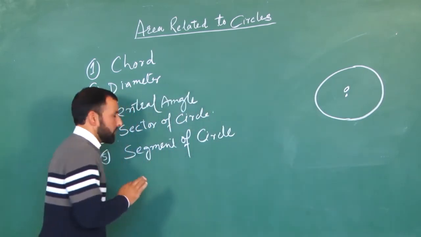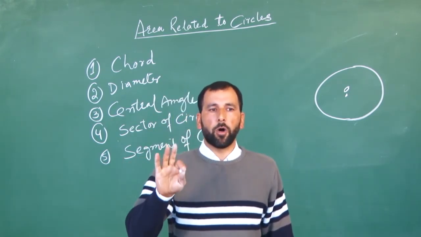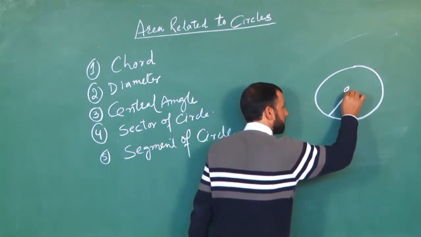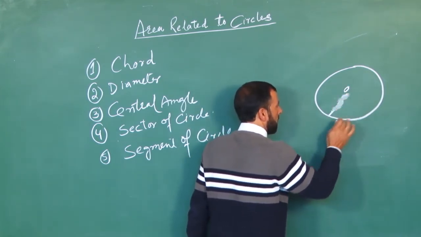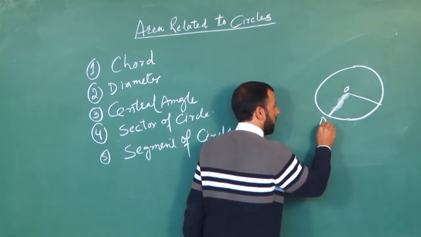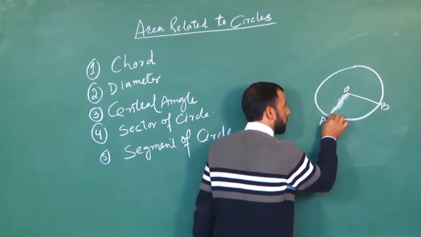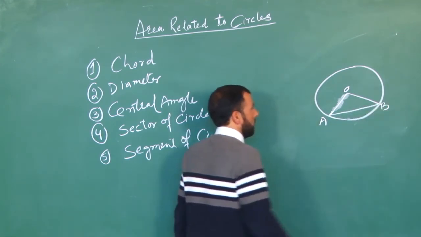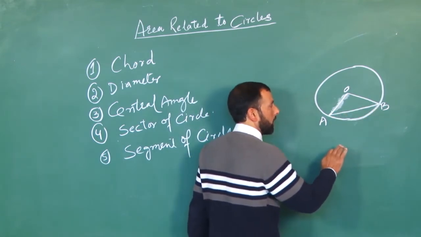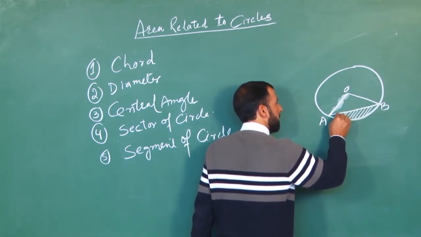To compare with the sector, whose definition is a region between two radii and the corresponding arc of a circle, we draw two radii of the circle. This one is the radius OA and another radius is OB. For the chord we have to draw a line segment AB. The region between chord AB and the corresponding arc of a circle, this shaded part, is known as the segment of a circle.